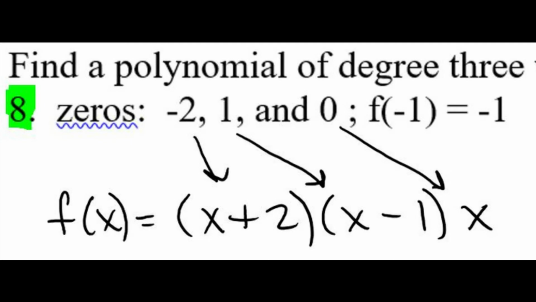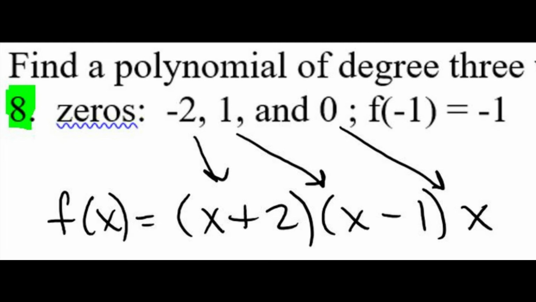So I'm going to start with the zeros because that's the easy part. For -2, the factor would be x plus 2, because if you take -2, plug it in, you get 0. For 1, it's x minus 1, and then for 0, this is a kind of tricky one, I guess. It's just x, because if you take 0, put it in there, it becomes 0. So this is my polynomial so far.